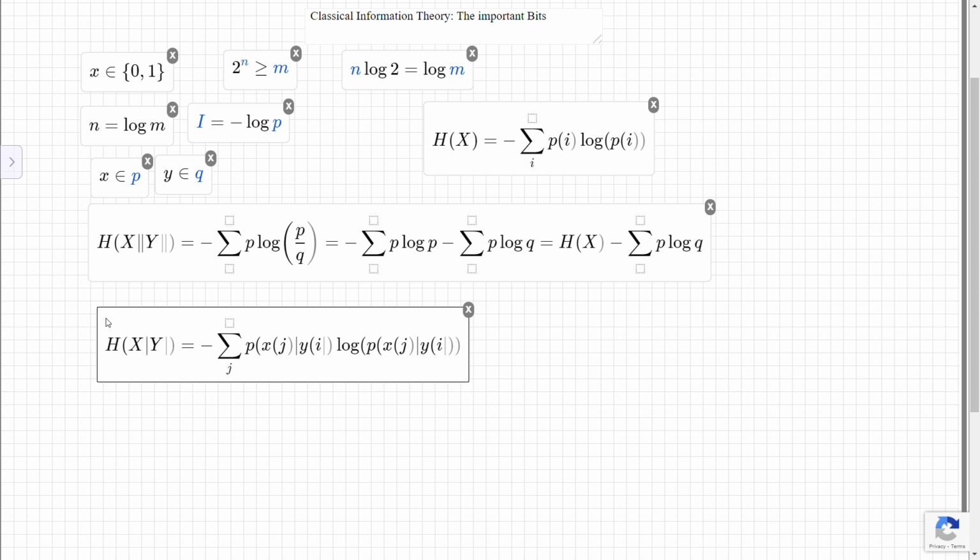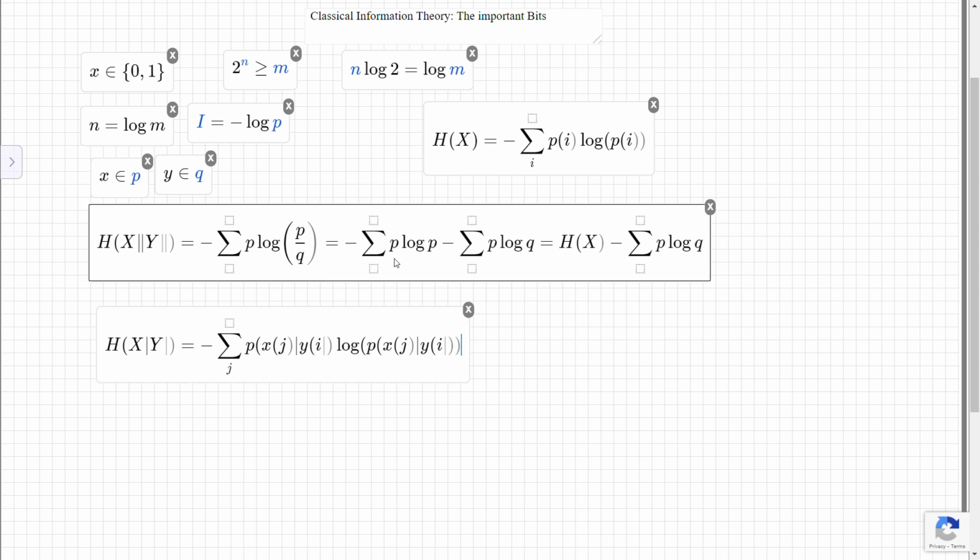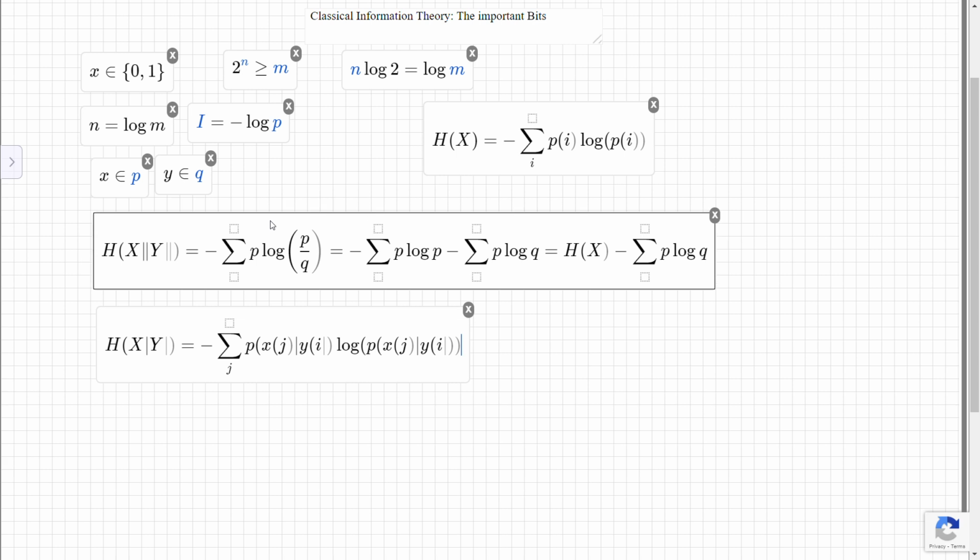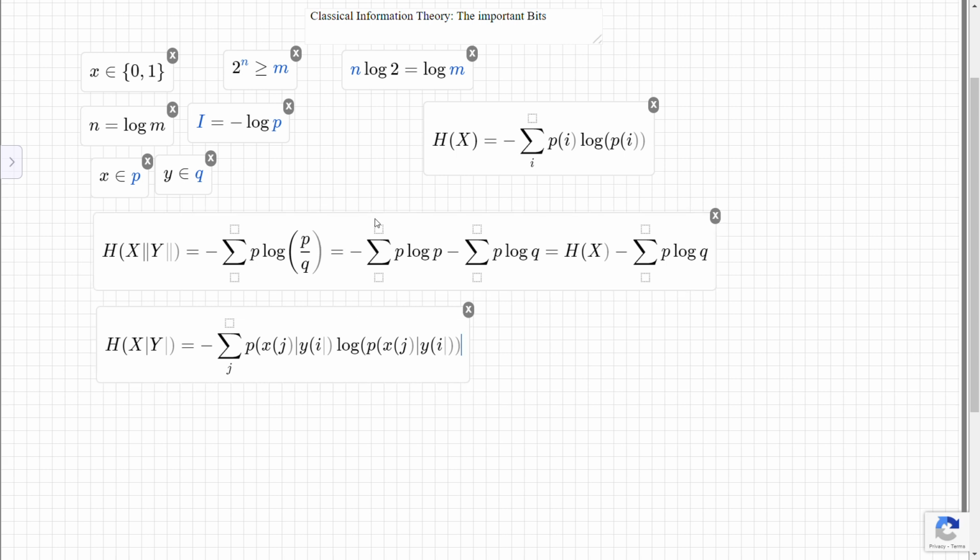And the relative entropy goes like you are trying to find out the entropy of x given that you do not have the exact information about the entropy of y, but you do have the probabilities. Okay, so that's how relative and conditional entropy go.